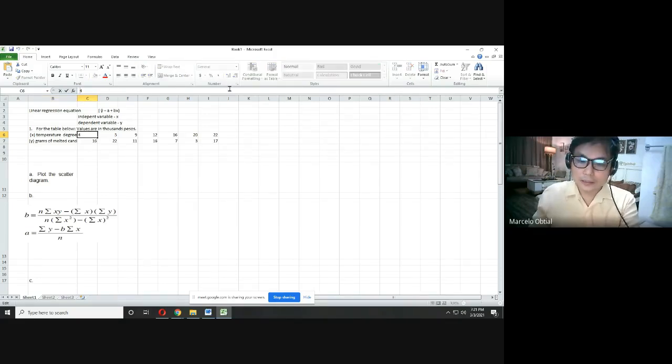Plus 20 daw tayo lahat. Plus 20, 24. Plus 20, 25. Malamig pa rin ang 24 tsaka 25. Then 29, 32 degrees Celsius, then 36 degrees Celsius, and this one is 40 degrees Celsius.